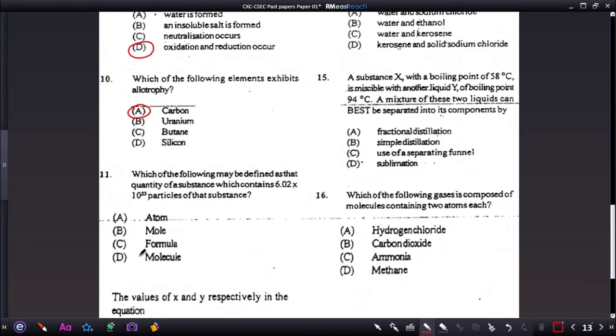Question 11. Which of the following may be defined as that quantity of a substance which contains 6.02 times 10 to the 23 particles of that substance? We know that the mole can be defined as such in terms of Avogadro's number. 1 mole of any substance contains 6.02 times 10 to the 23 particles. So that's B.